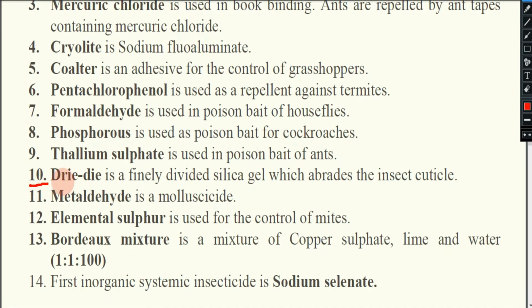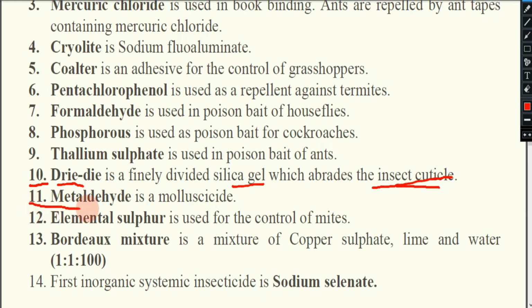Now coming to dry dye. As all of you know, what is dry dye? That is coming under the physical method. They also have the mode of action of a physical poison, yes or no? These are nothing but divided silica gels, in very powdery form, which will abrade the insect cuticle. That means they will disrupt the wax layer so that water loss from the body will occur.